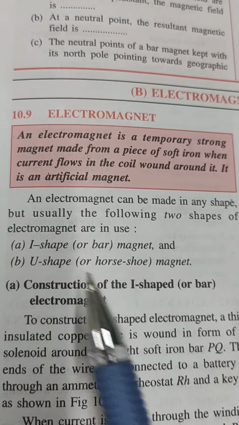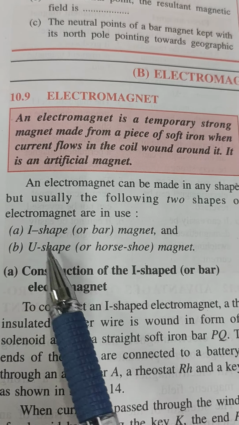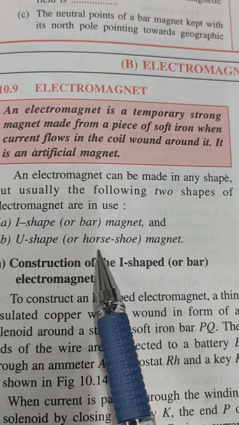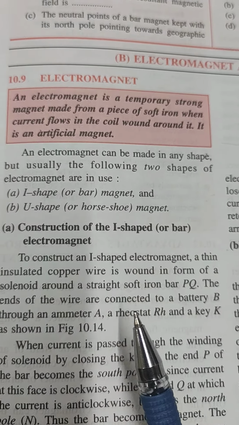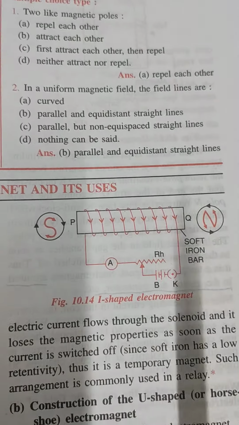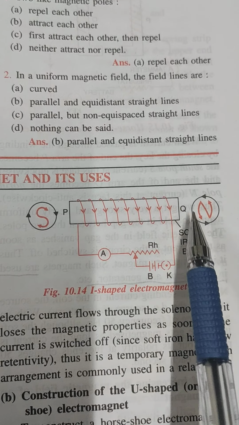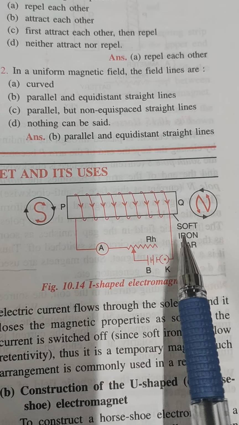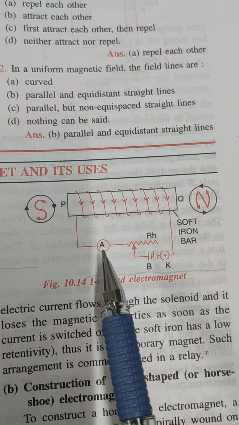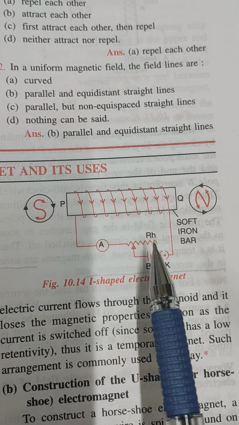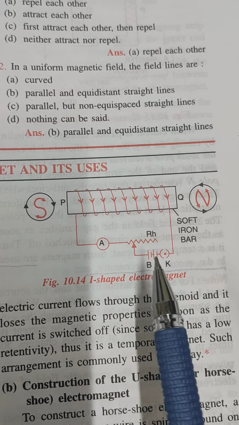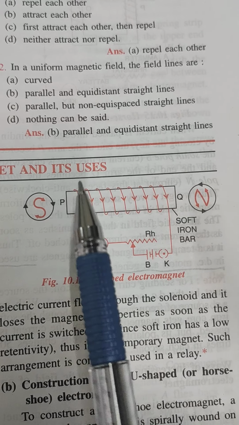So, as you can see, the electromagnets are of two types, the I-shaped or the bar magnet, and then we have the U-shaped or horseshoe magnet. How do we construct an I-shaped electromagnet? You can see we have taken a PQ, which is a soft iron bar. We connect it to a battery through an ammeter and rheostat. Then we have a key and we connect it in this manner. From the positive terminal of the battery we connect to side P.